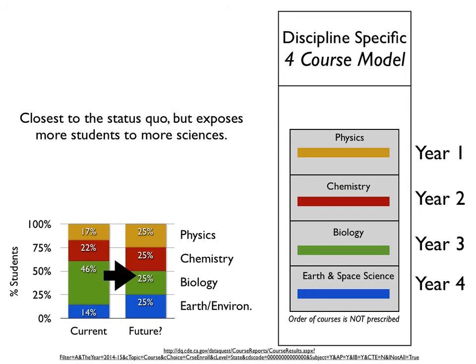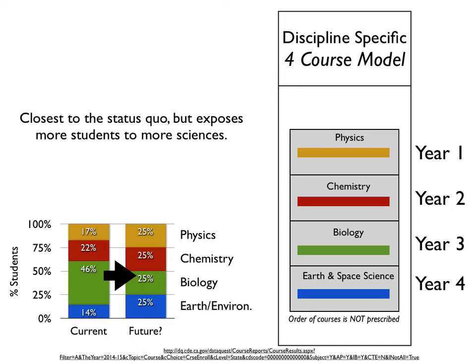At the other end of the integration spectrum is the discipline-specific 4-course model, where there are 4 different years of science, each devoted to one discipline of science. Now, the order of the courses is not prescribed, so what I'm showing here is just an illustration, and this is closest to the status quo in terms of the course titles, but there are some important changes here.